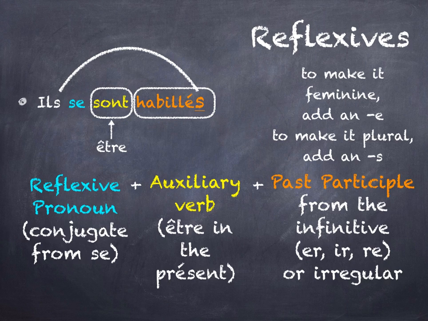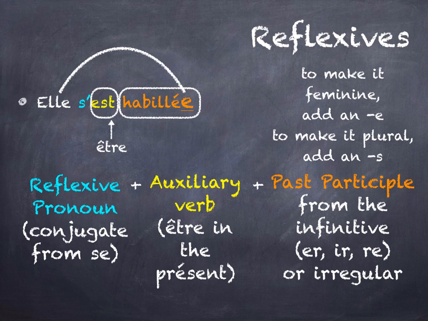If we were talking about a group of guys, we would only have to add the S, because it would clearly be a masculine plural subject pronoun, and so therefore we don't need the feminizing E, we just need the plural S. If we had elle, one girl who was getting dressed or got dressed, well, now it's feminine because she's a girl, but it's no longer plural. We only have one girl. So we change our reflexive pronoun and our auxiliary verb to match, and all we add on to our past participle is the feminine E. There's no more S because we only have one girl.